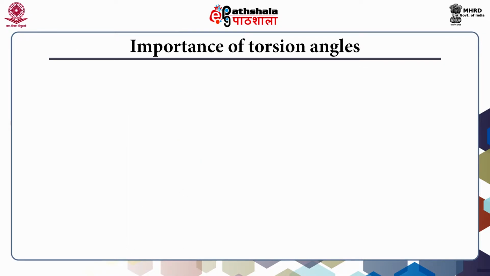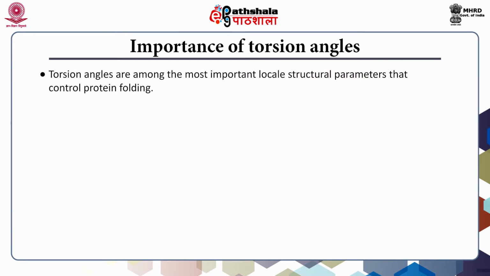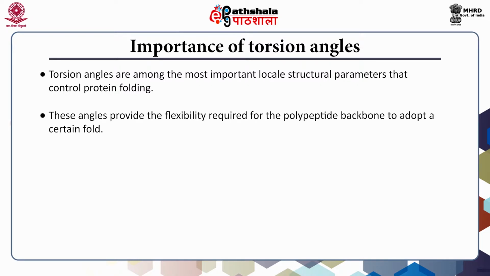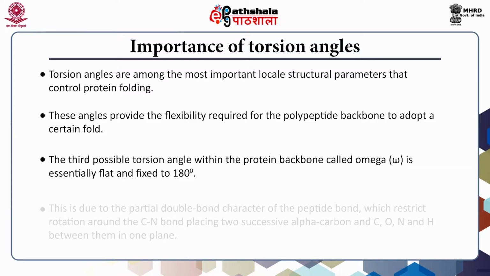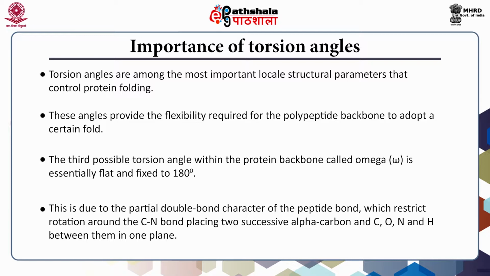Importance of torsion angles. Torsion angles are among the most important local structure parameters that control protein folding. These angles provide the flexibility required for the polypeptide backbone to adopt a certain fold. The third possible torsion angle within the protein backbone is called omega and is essentially flat and fixed at 180 degrees. This is due to the partial double bond character of the peptide bond, which restricts rotation around the C-N bond, placing two successive alpha carbons and the carbon, oxygen, nitrogen and hydrogen between them in one plane.